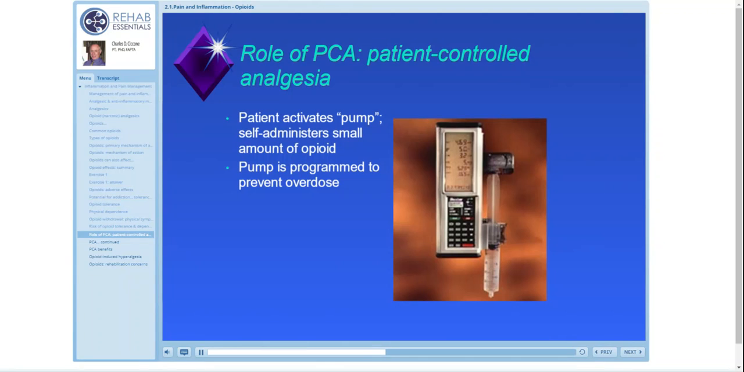And you can see on this example, this is a simple syringe driver pump where the electronics of the pump are programmed to provide a certain amount each time the patient activates the pump, and then lock the pump out for a certain amount of time before the patient can administer the next dose. And those are the two key variables. They're called the demand dose, that's the amount you're going to get when you successfully activate the pump, and the lockout interval, which is the amount of time before you can successfully activate it again. And they have to be adjusted, of course, carefully based on the patient.